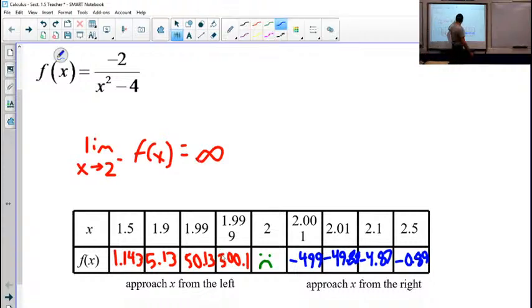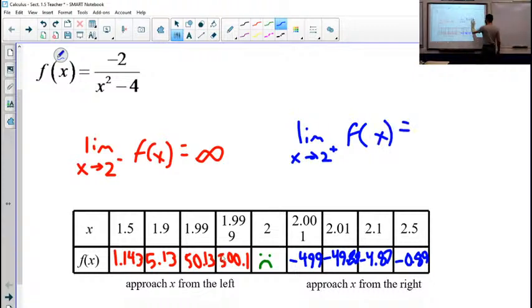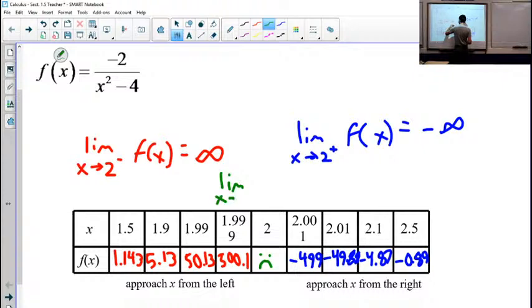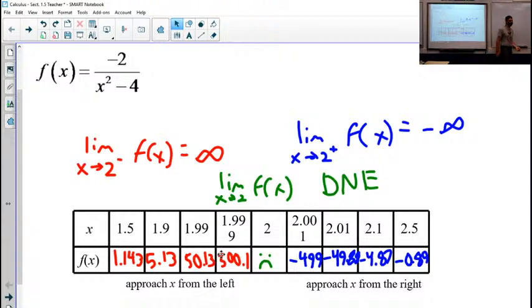And then approaching from the right, the limit as x approaches 2 from the right of f of x, what are we going to put here? It's going to be negative infinity, because we're getting more and more negative as we get closer and closer to 2. The limit as x approaches 2 of f of x does not exist, since we're increasing or decreasing without bound.